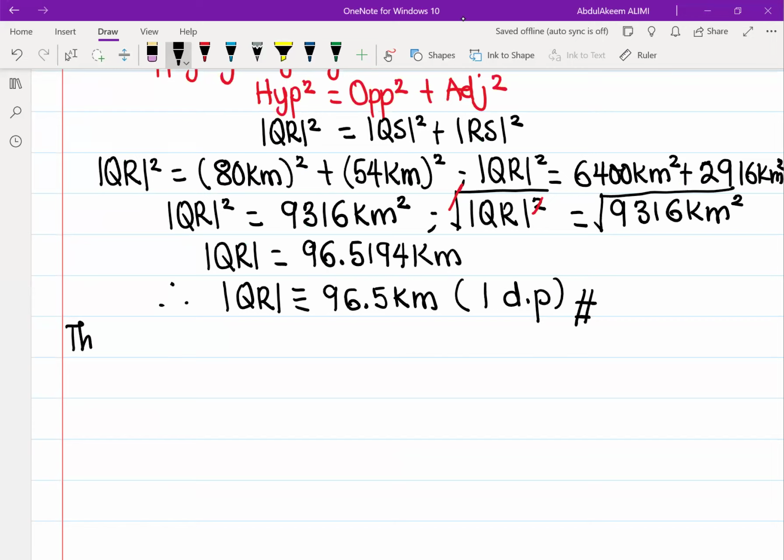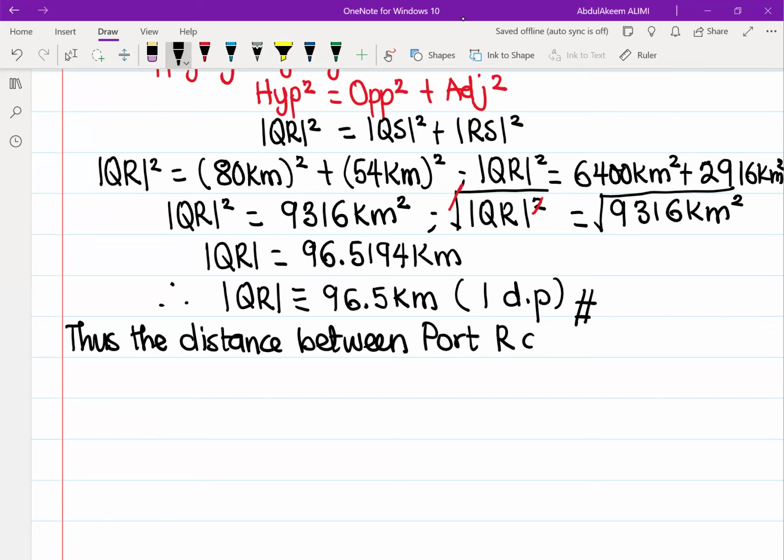Thus, the distance between ports R and Q is 96.5 kilometers approximately. That's all.